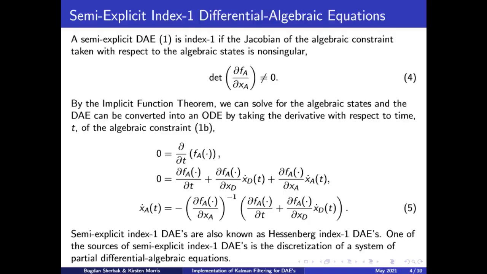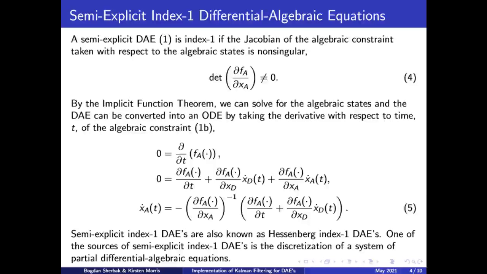A semi-explicit differential algebraic equation is index 1 if the Jacobian of the algebraic constraint taken with respect to the algebraic variable is non-singular. If a semi-explicit differential algebraic equation is index 1, then by the implicit function theorem, for every time t and differential state x subscript d, there exists x subscript a such that the algebraic constraint is satisfied. Thus, such systems are well posed.